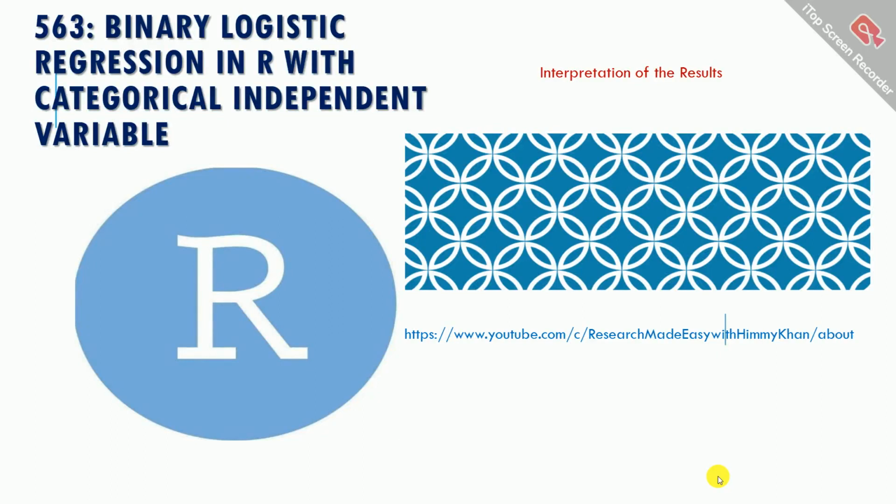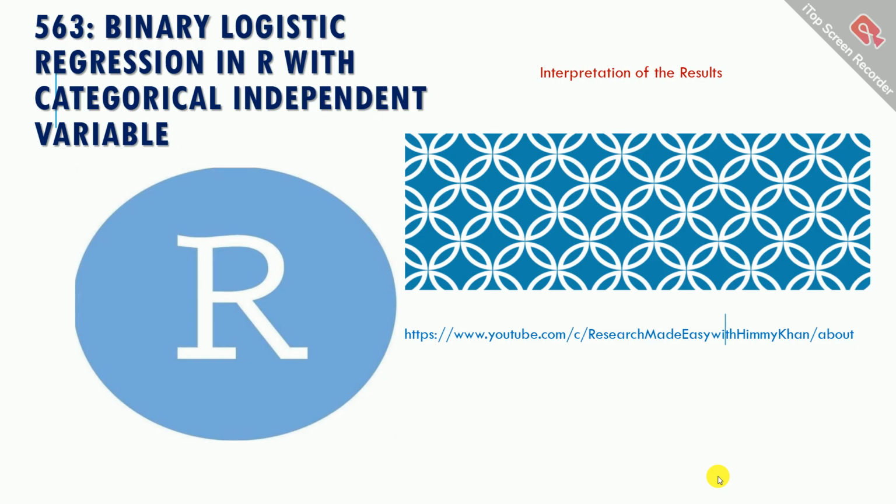This is a new video on binary logistic regression in R. As I mentioned in my previous video, video number 562, in the next video I'll be using a binary logistic regression model in R where my independent variable will be a categorical variable. In the previous video, I used a quantitative independent variable, and that was age.